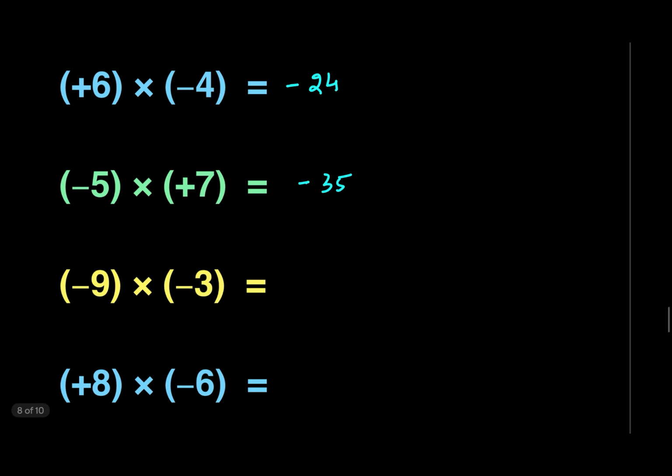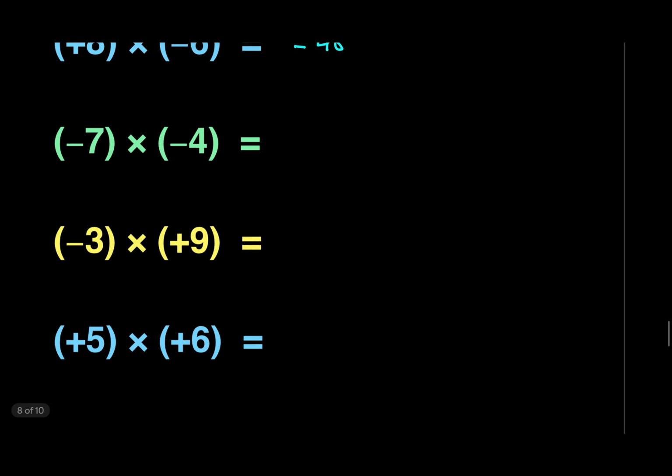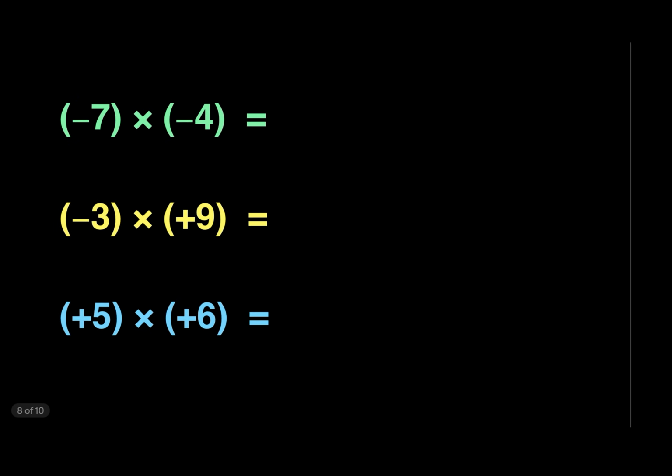Let us move to the next one. Minus and minus, plus, 9 3s are 27. Plus and minus, sign will be minus. 6 8s are 48. Now faster. Same signs, plus sign, 7 4s are 28. Different signs, minus sign, 9 3s are 27. Same sign, plus, 6 5s are 30. That's all that is there in multiplication of integers.